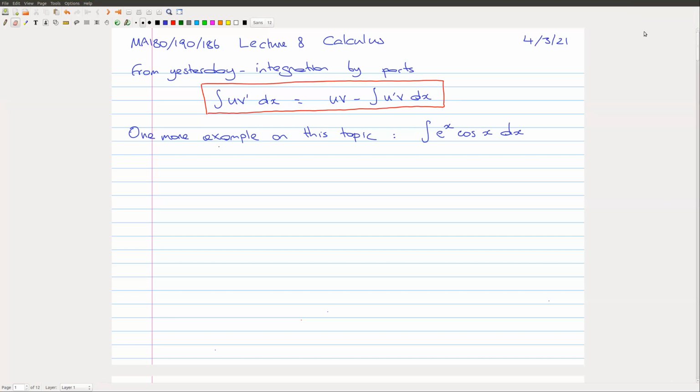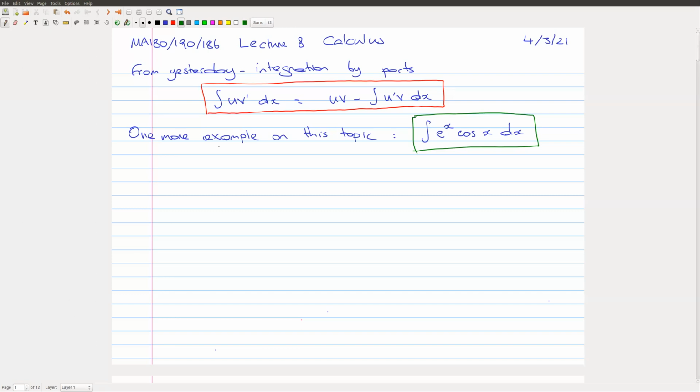This is one that really belonged with yesterday's topic, but just to recall that and make sure that we have a clear understanding of how the integration by parts technique works, here's one more example. This is another classic one that's in every textbook and every lecture course on this topic. So the problem here is to integrate e to the x cosine x.